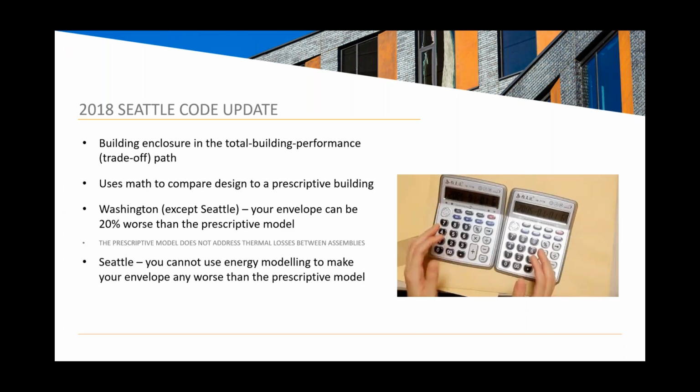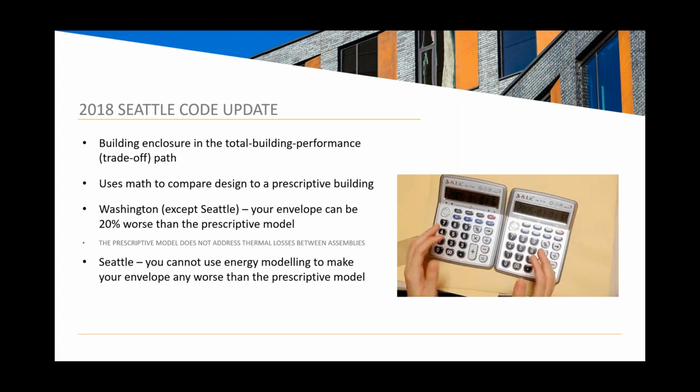And first, we'll look at the total building performance approach because it's a trade-off path and it's along the same lines as the outcome-based approach, but it's more related to the way energy modeling has been done for years leading up till now. It uses math and area-weighted averages to compare your design to a prescriptively compliant building of the same building type. So in doing this math in Washington State, except for Seattle, your calculated building envelope overall weighted U value average may be up to 20% worse than the prescriptive building that you've modeled.